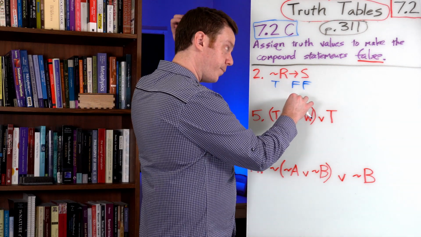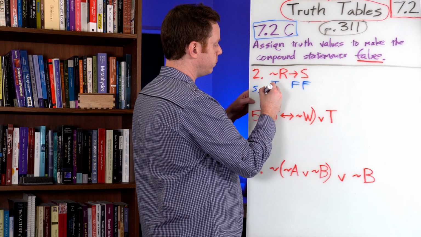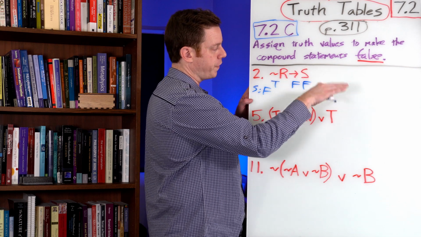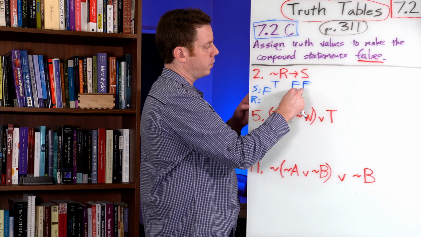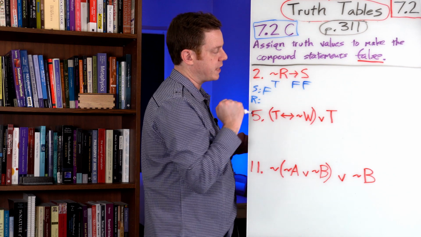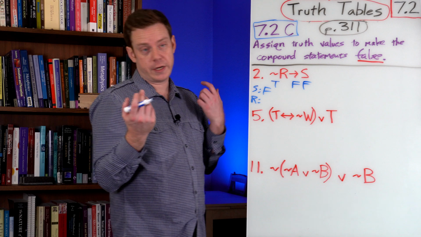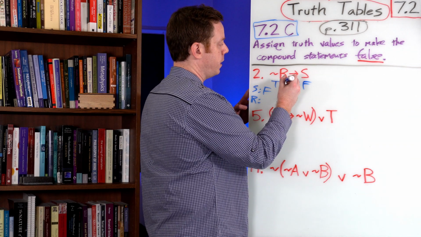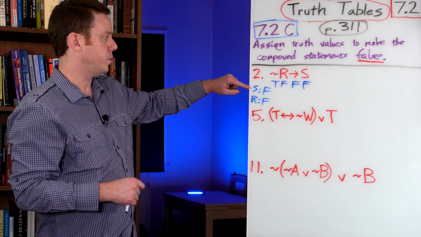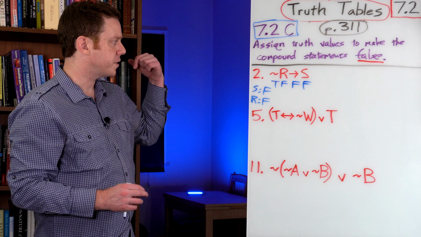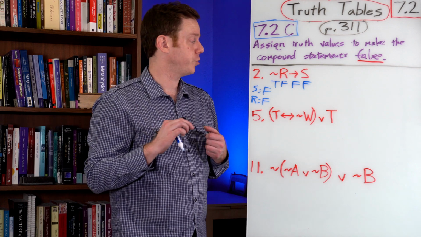So there's a failing. That means what? S is false. In order for this whole thing to come out false, we need S to be false. What about R? We've said that not R, the left side of the arrow, is going to be true. So if not R is true, that makes R itself false. Cool. So this assignment of truth values to the atomic statements, we make S false and R false, and that's going to make this whole compound statement come out false.